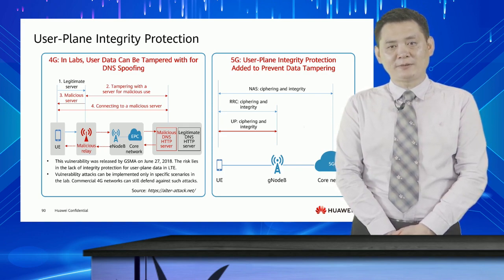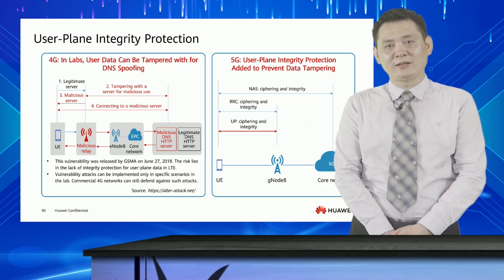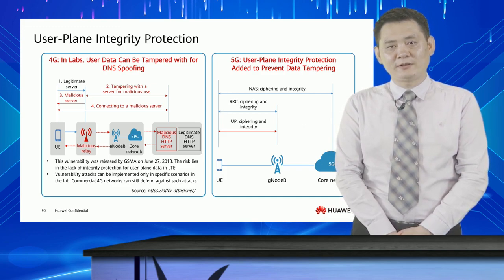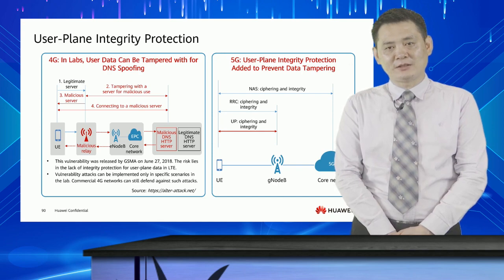An experiment was once done in a lab. In the experiment, user information is tampered with, causing users to access unauthorized servers and exposing users to security threats. This security vulnerability has been fixed in 5G. Integrity protection is also performed on the user plane of 5G networks. If user plane information is tampered with, the receiver can identify the tampered information, regardless of whether the information comes from the network or a UE. User plane integrity protection is the fourth security technology introduced for the air interface.